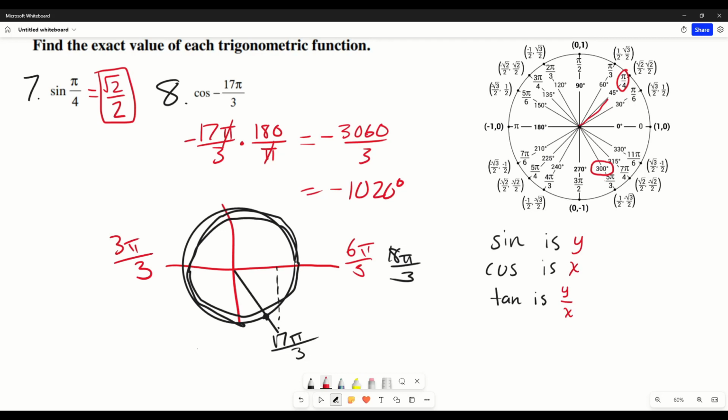All right. So by looking at our x coordinate, which is 1/2, cosine of negative 17 pi over 3 is going to be 1/2. But since this is in the fourth quadrant and cosine is positive here, we leave it as positive 1/2. It's not going to be negative 1/2 because cosine in quadrant 4 is positive. So our exact answer for this is going to be 1/2.